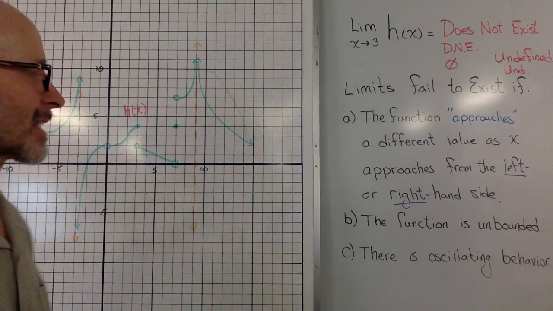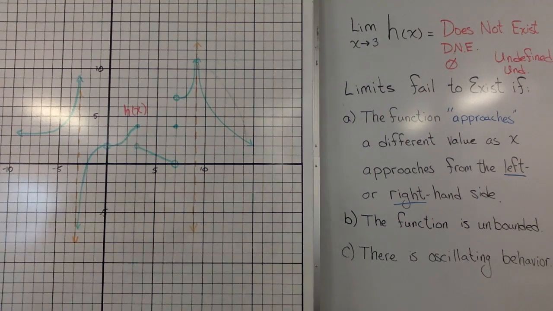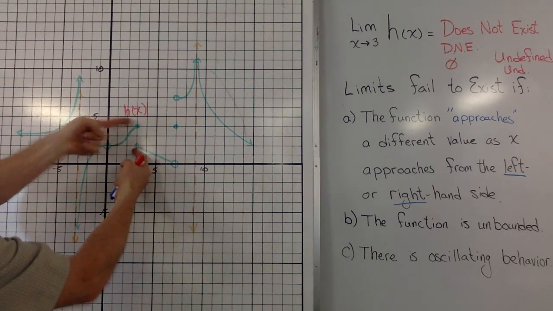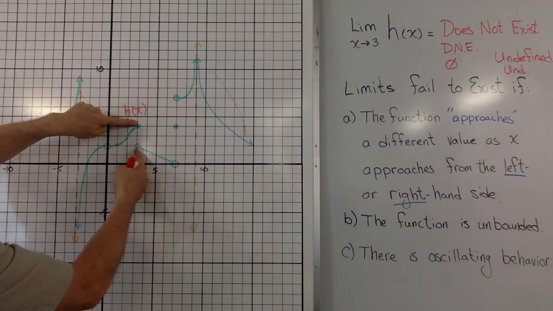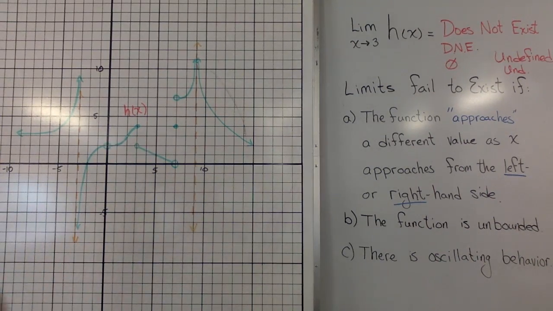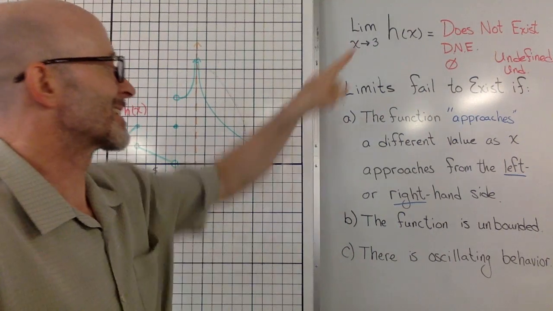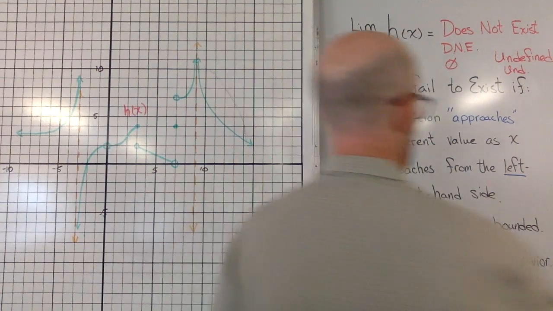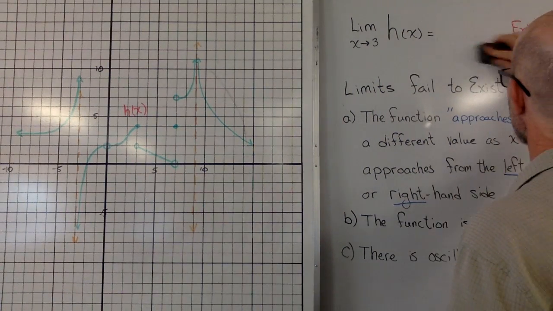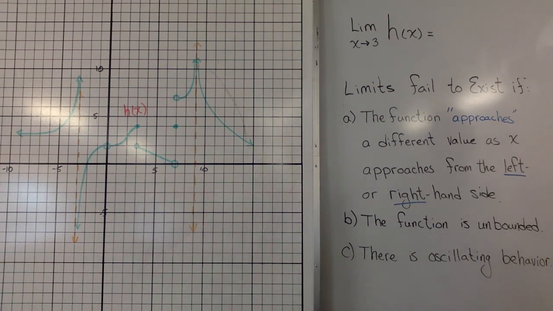So just looking at that, the first one we said, hey, what happens if the left and the right-hand sides approach different numbers? The left side's going to 4, the right side's going to 2. Well, that's kind of confusing. Is the limit 4? Is it 2? Is it in between? We don't know. It doesn't exist, okay?